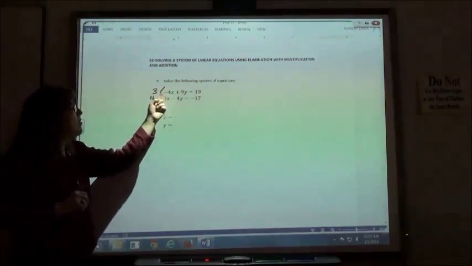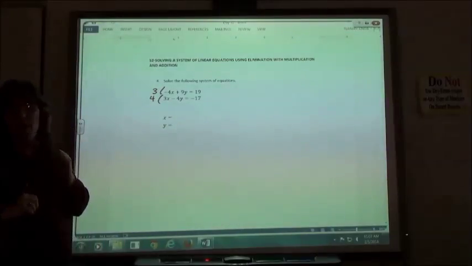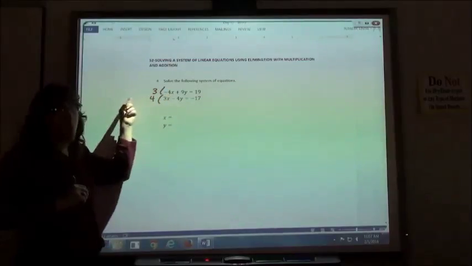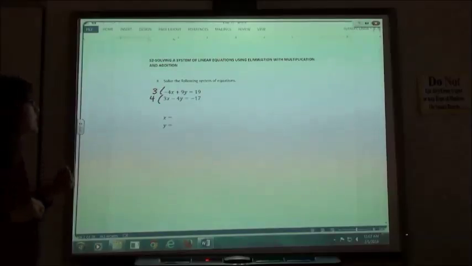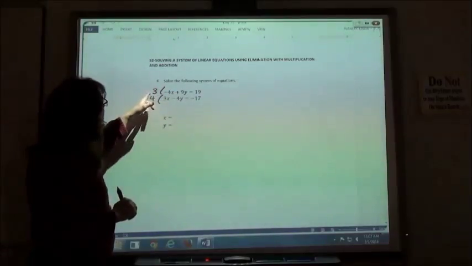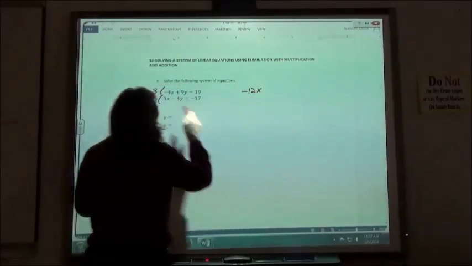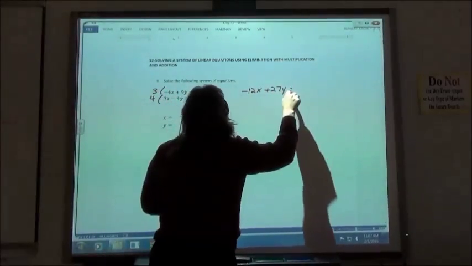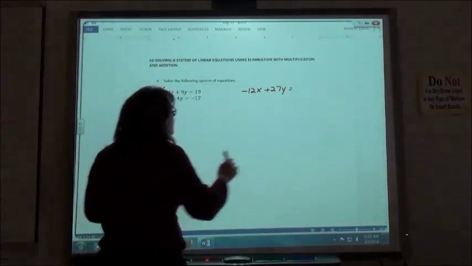If my signs are already opposite, both of these numbers should be positive on the outside because I don't want my signs to change. If my signs are the same, one of them has to be negative because I need to change one of the signs. So multiplying this out, 3 times -4x would be -12x. 3 times 9y would be positive 27y. 3 times 19, let's see, that'd be 27, so 57.